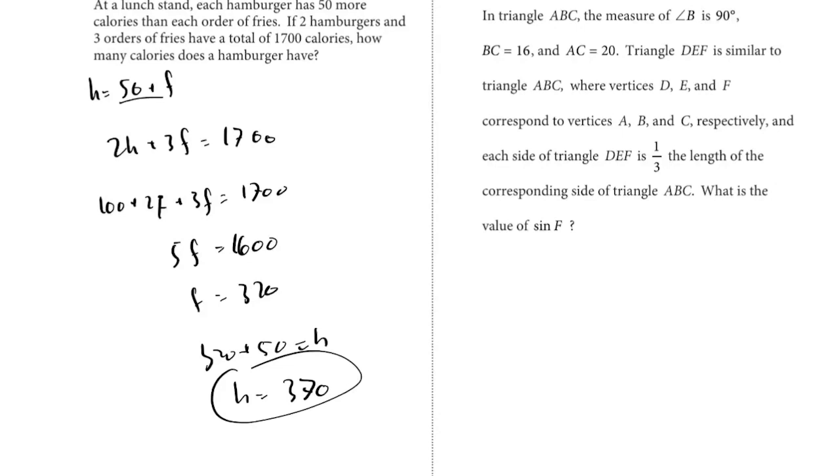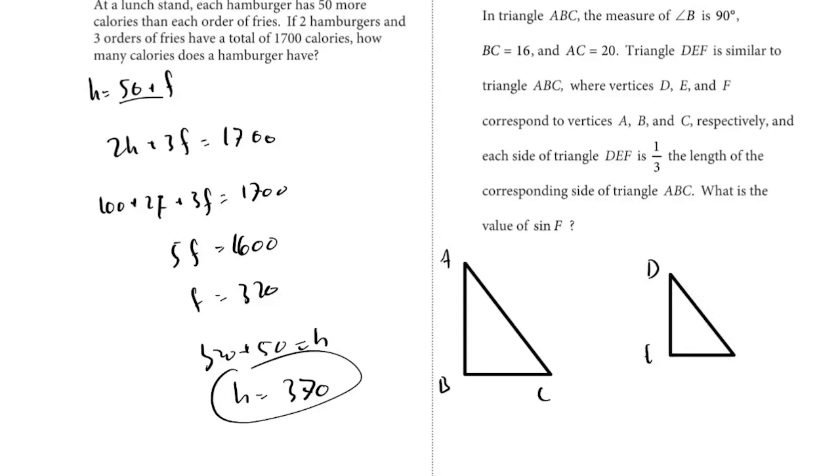In triangle ABC, the measure of angle B is 90 degrees, BC equals 16, AC equals 20, and triangle DEF is similar. Each side of DEF is 1/3 the length of the corresponding side of ABC. What is the value of sine of F? All right, so I'll draw right here. This is A, B, C, and right here is D, E, F. So this was 16, this was 20. If we divide each by 4, that means this is 4, this is 5. That means this is a 3, 4, 5.